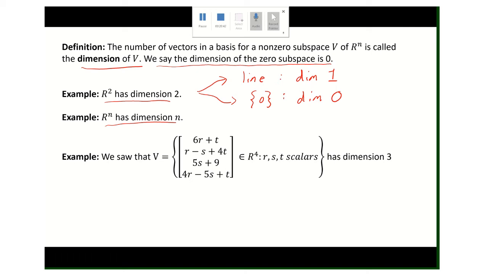Another example, looking at the subspace that we just did, we ended up with 3 vectors in it. It has dimension 3. So the dimension of a subspace is the number of vectors in any basis for that subspace. And our earlier theorem said no matter what basis you pick, it is always going to be the same dimension. It is always going to have the same number of vectors.